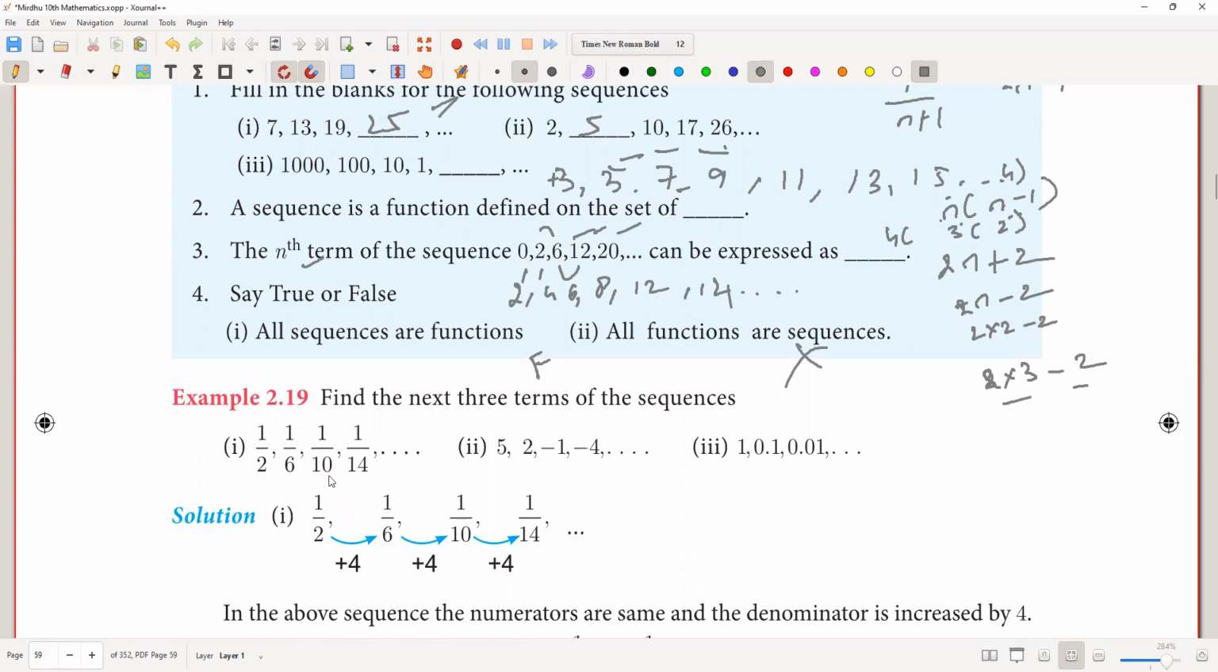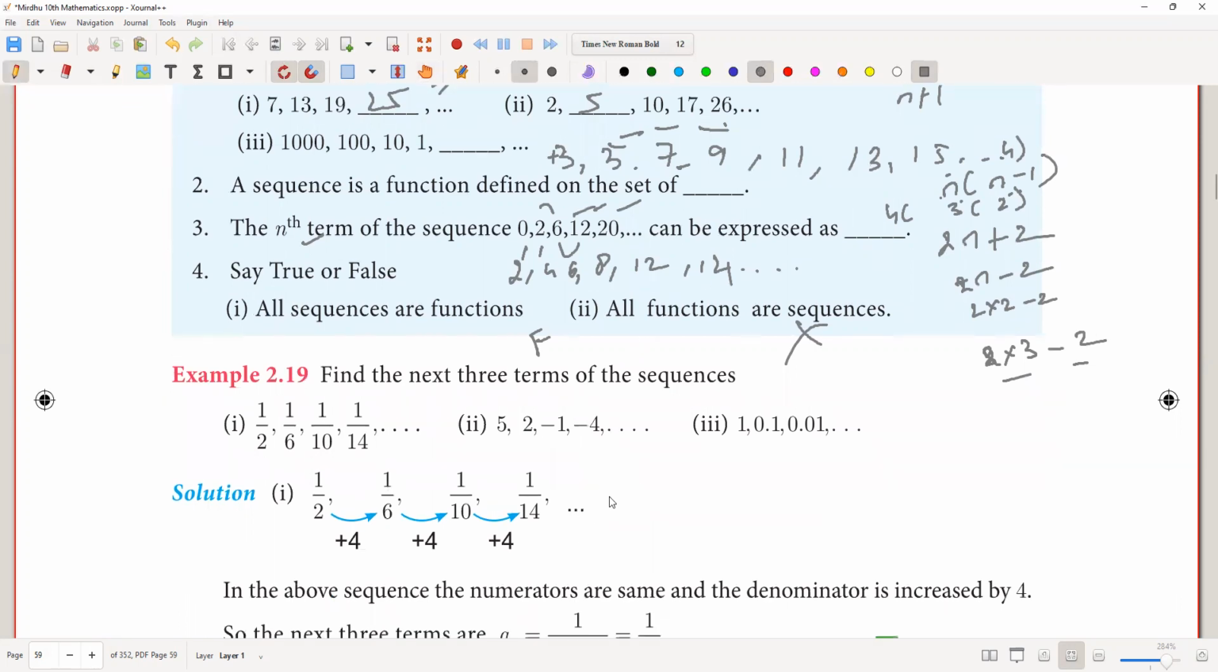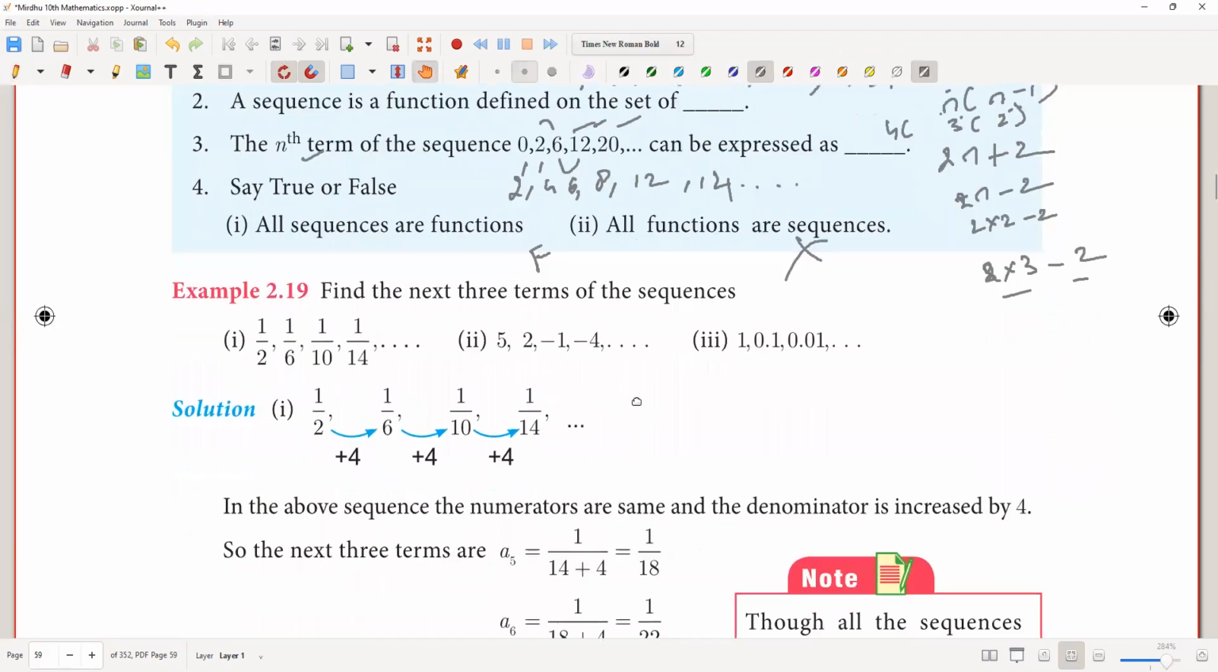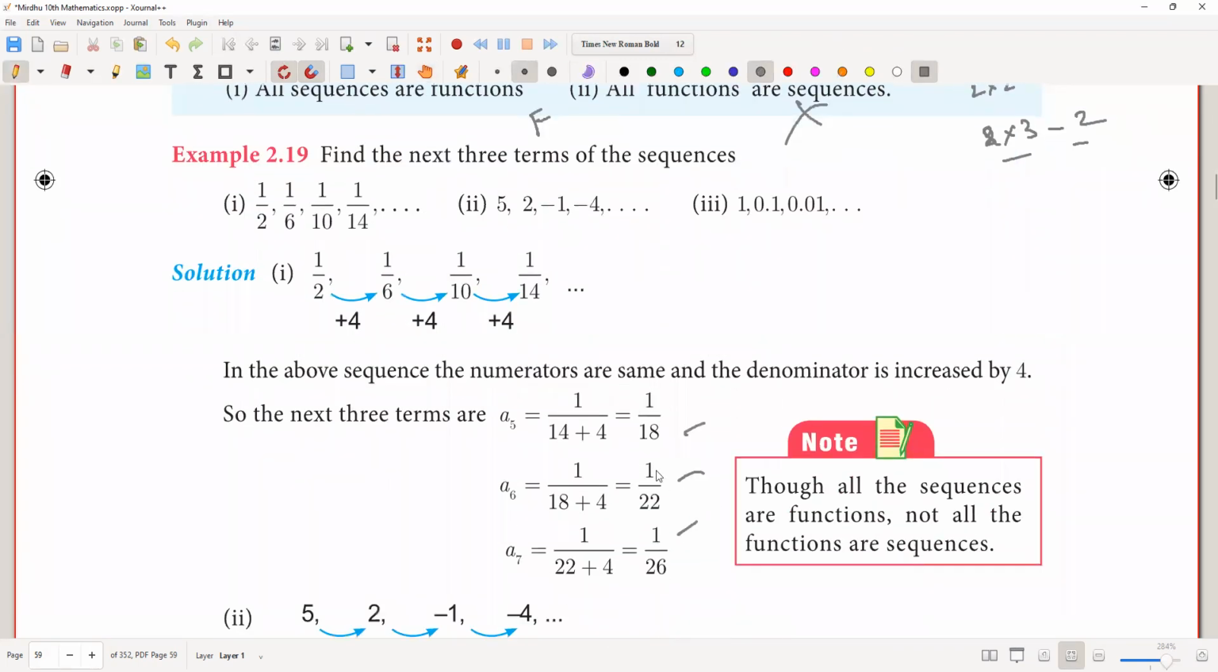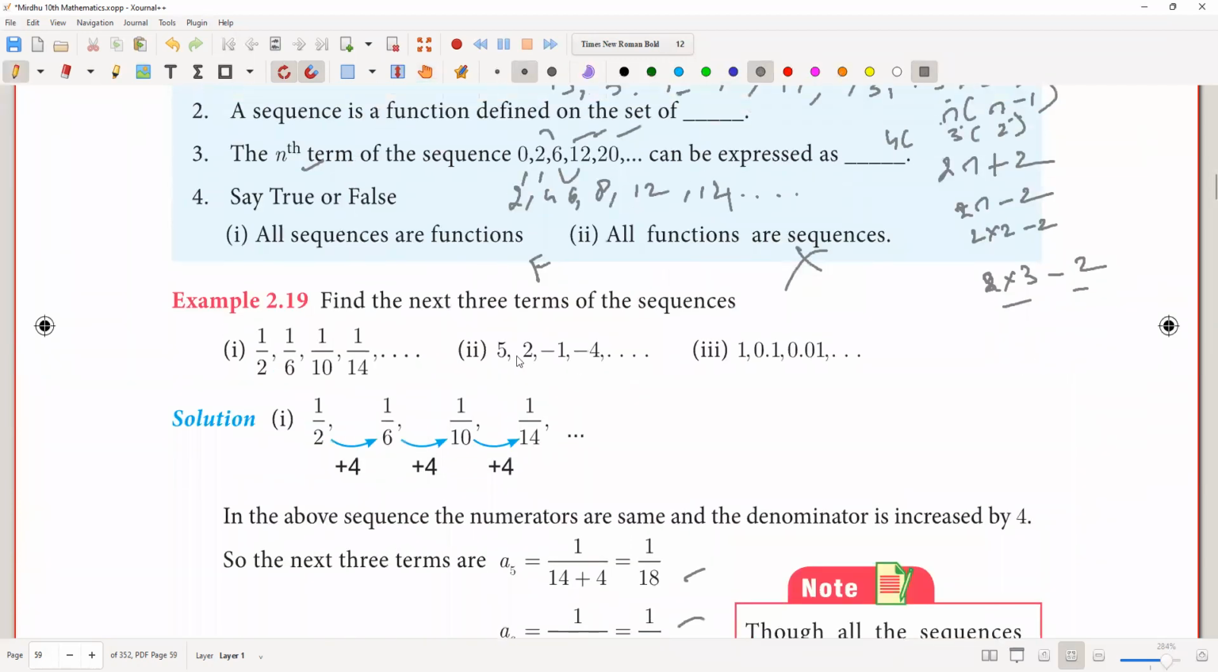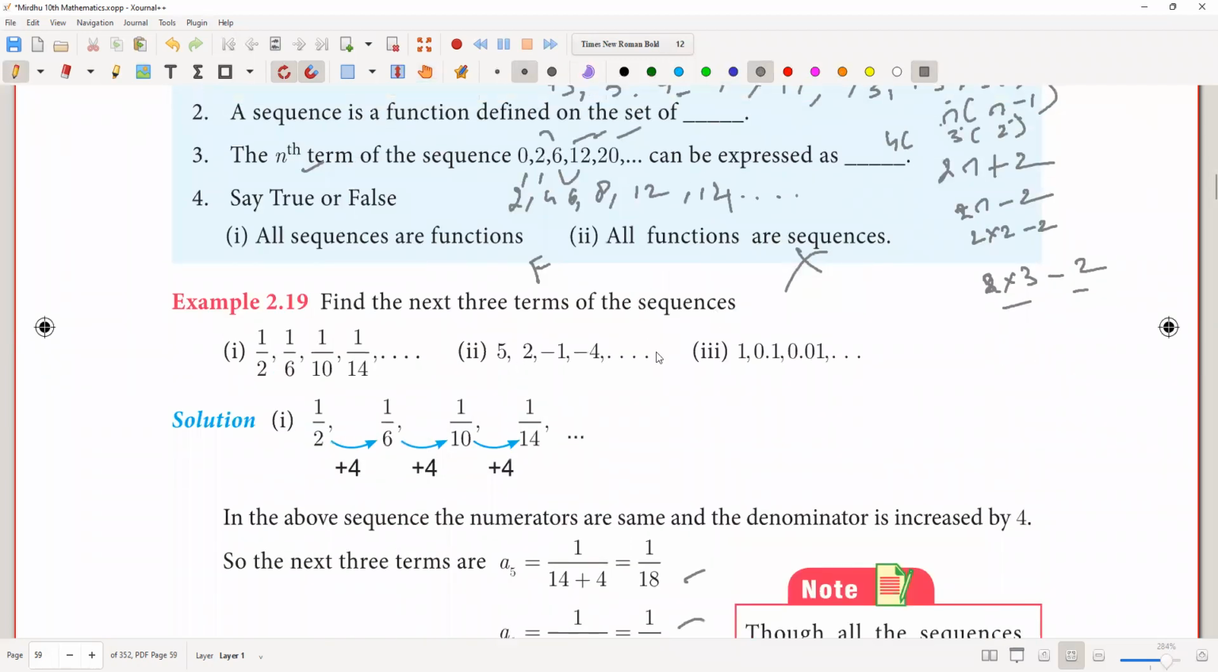1 by 18. Good. That's it. 1 by 18. 1 by 22. Okay. 1 by 26. Good. 18. Got it. What about this? 5, 2, minus 1, minus 4.